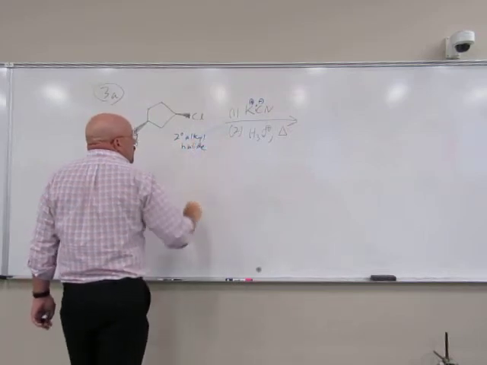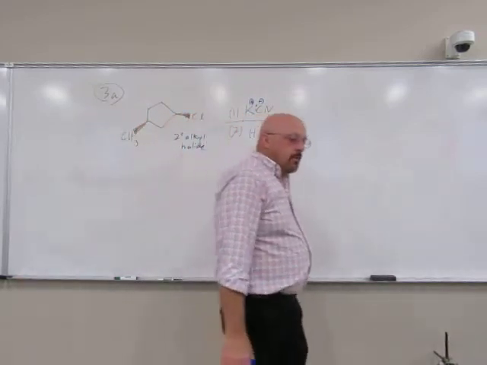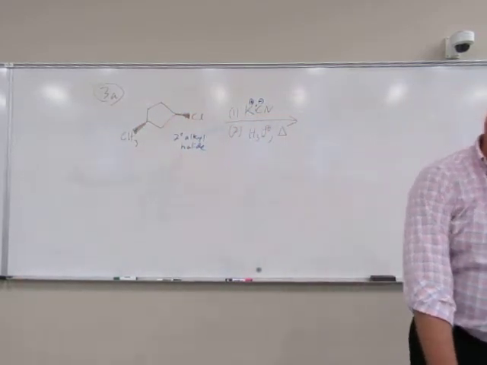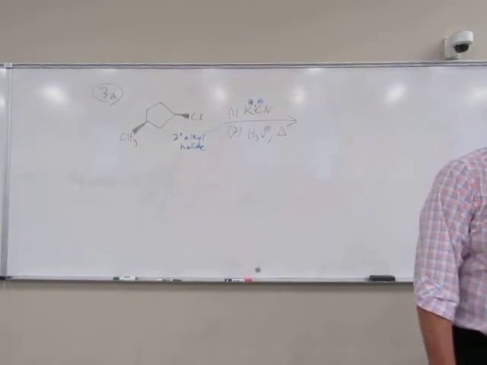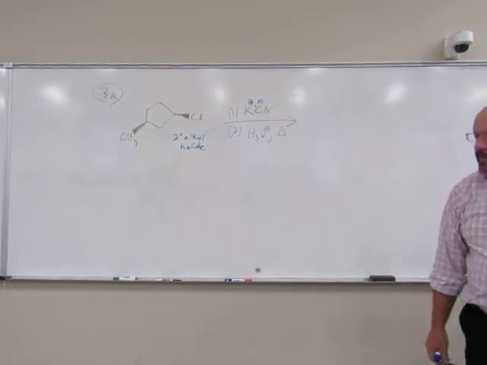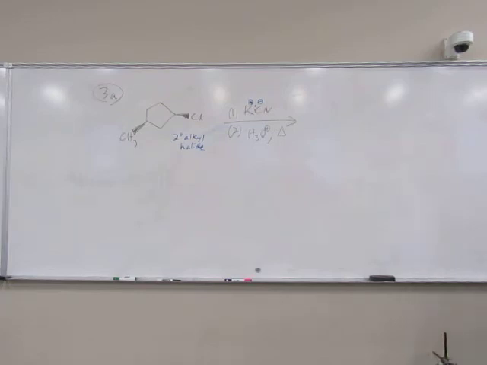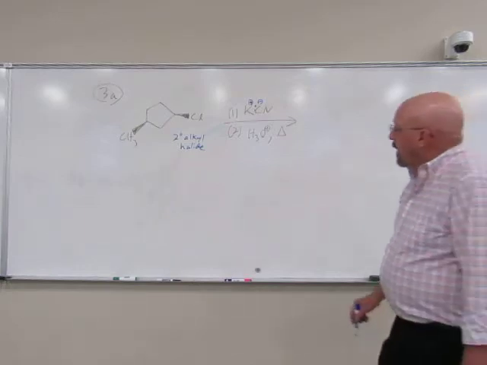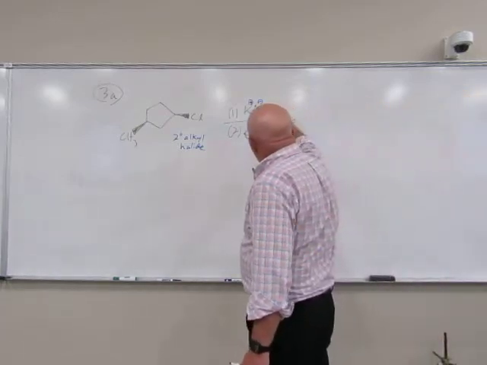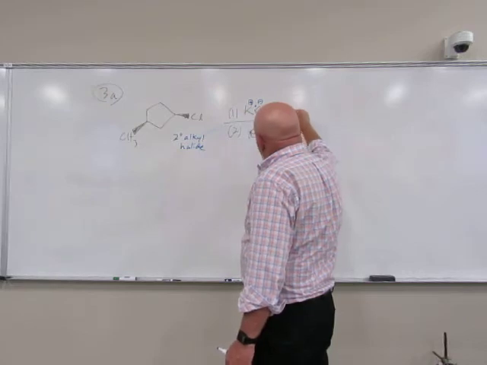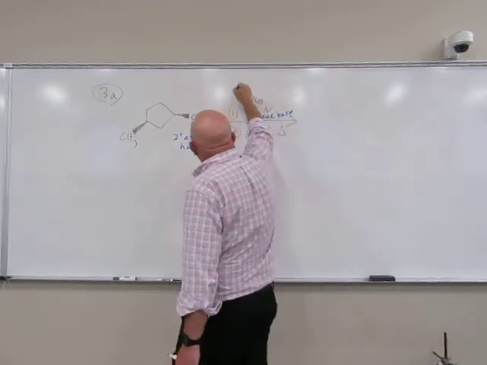Secondary alkyl halides do SN2 with weak bases, they do E2 with strong bases. The cyanide is a weak base. That's not one of our strong bases. It has resonance, which weakens it. So that's a weak base. So we're going to do an SN2 substitution.